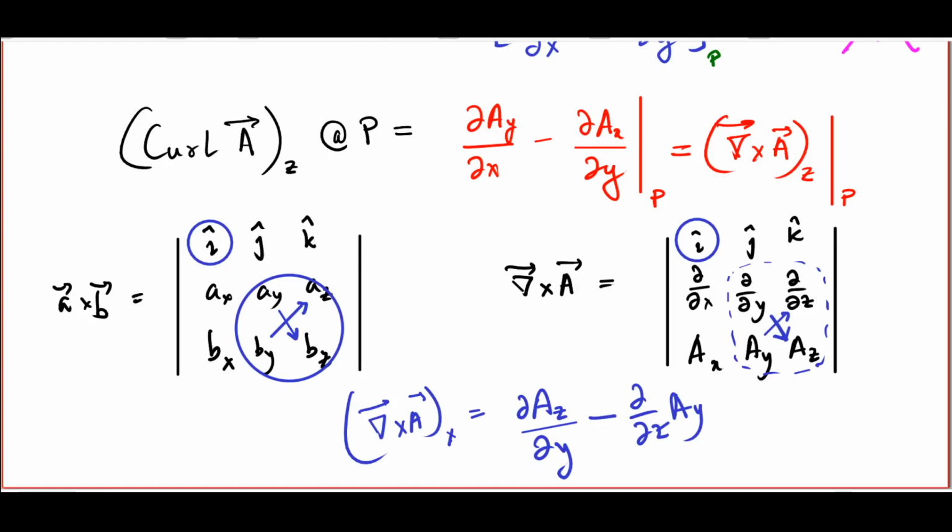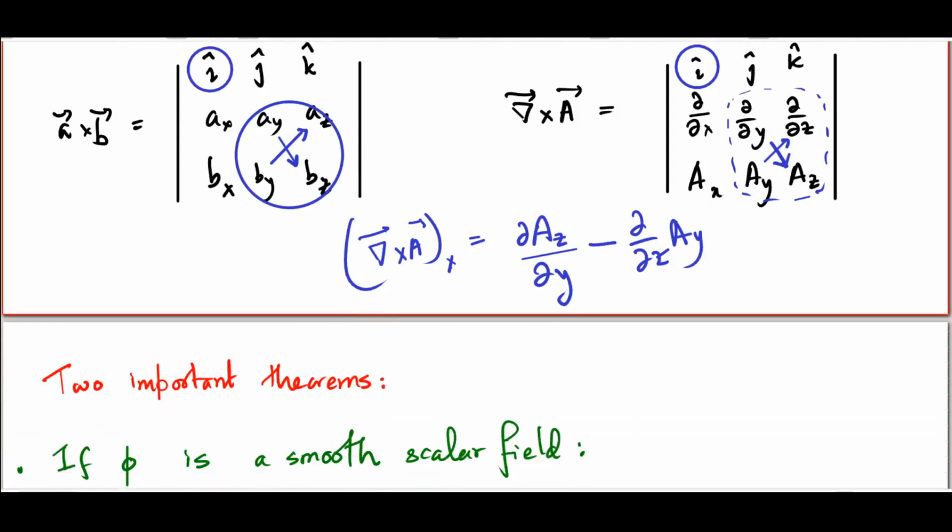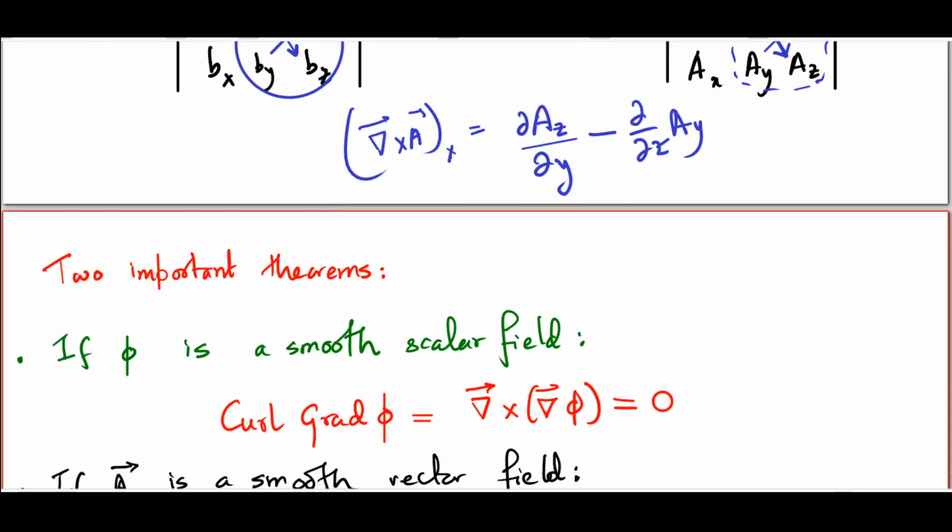The first of these theorems involves a smooth scalar field. Let's call this scalar field phi. When you say it's a smooth scalar field, you are implying that its derivatives exist. In particular, what we need here is that at least the derivatives up to second order exist, and these derivatives are continuous. If that happens, then if you do the following on phi, you first apply the gradient on it to get a vector field, then apply a curl on the resulting vector field, you always get zero. That's the theorem.